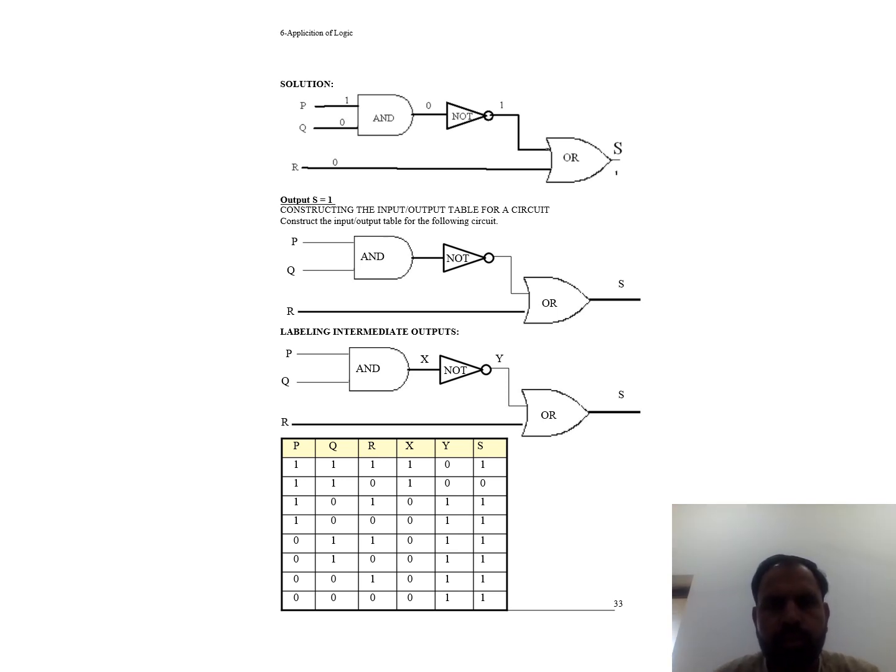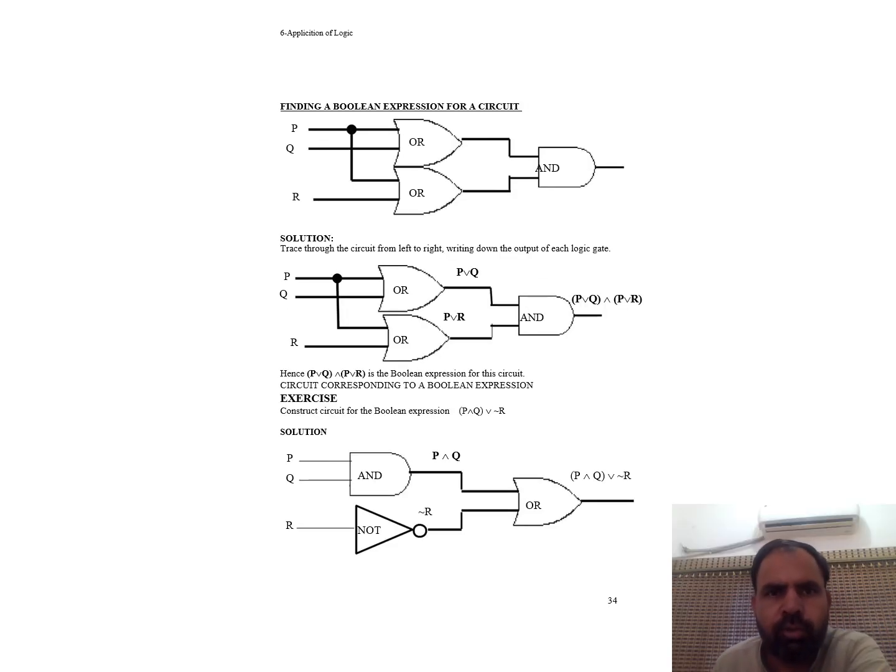Now we label these intermediate outputs X and Y. Now we find a Boolean expression for a circuit. Here are P, Q, R; P and Q go into an OR gate, and P goes directly with R into another OR gate, and both are combined with an AND gate. Now we find the solution of this.